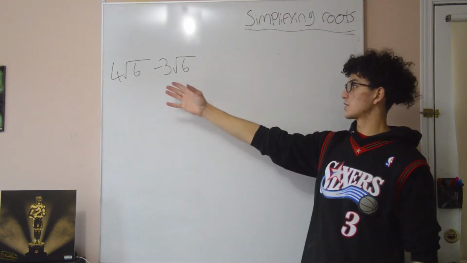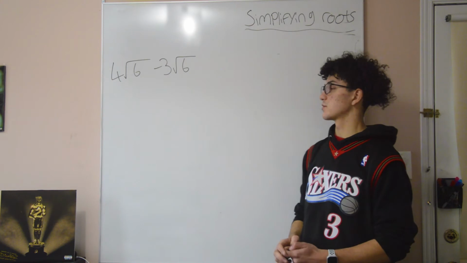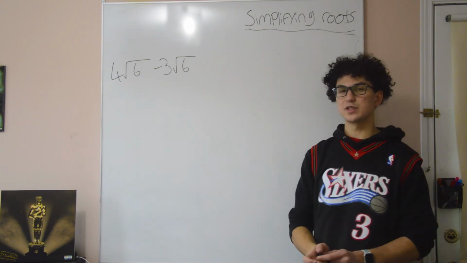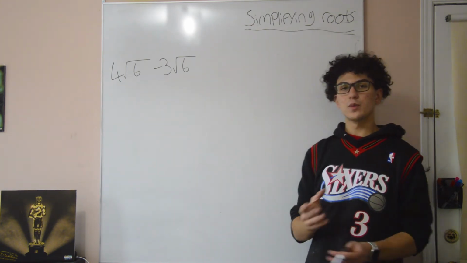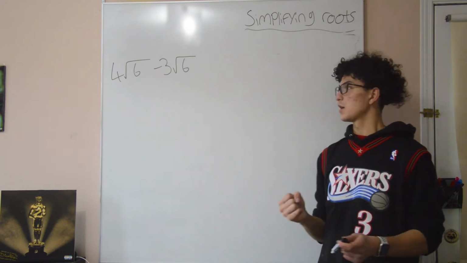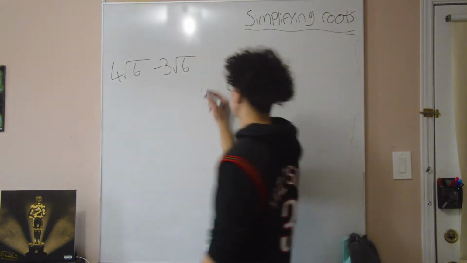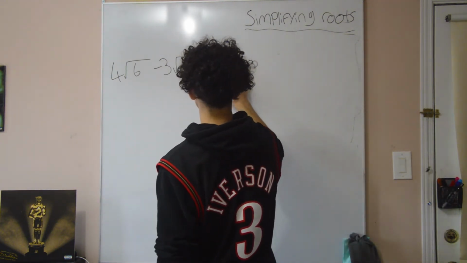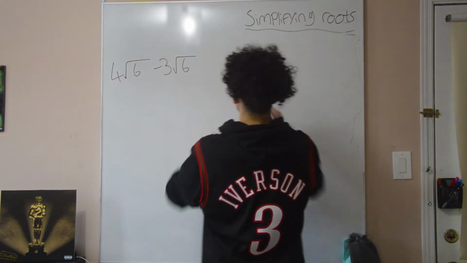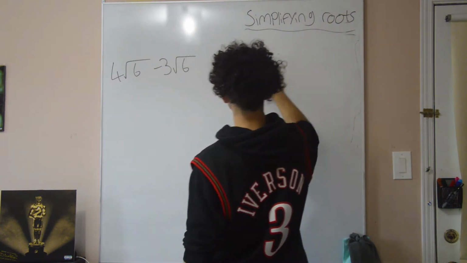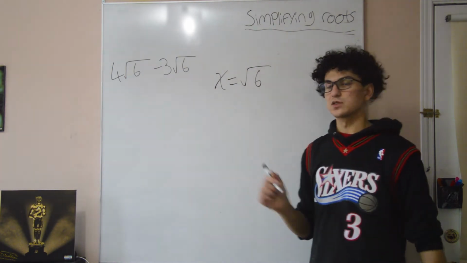And right here I have an example: 4 times the square root of 6 minus 3 times the square root of 6. Now you might not know how to do this, or you might. Either way, let me help you by giving you something that should make it a little bit easier. If I say x equals root 6, just like that.